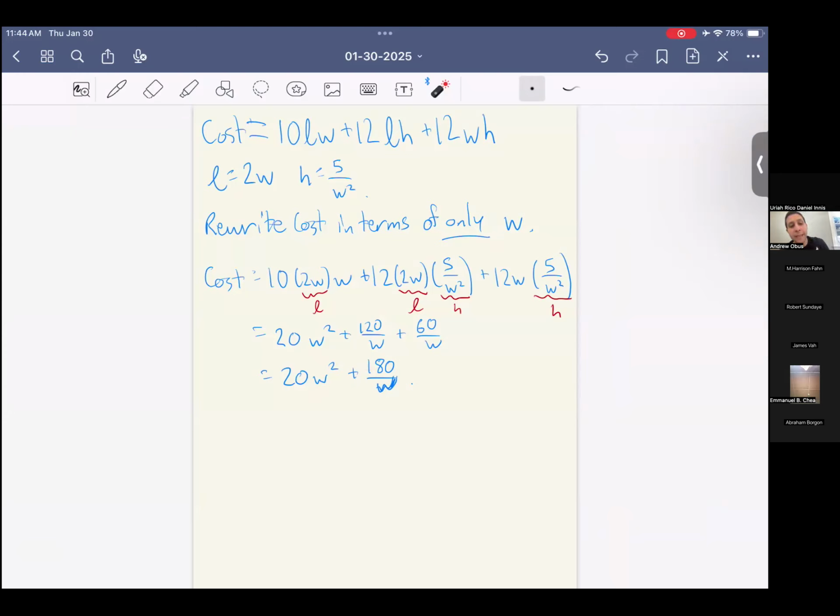Okay. So, but now we finally have cost equals 20W squared plus 180 over W. So to minimize this, now we can take the derivative and find the critical points, and that's where we're going to have possibilities of minimum. Okay, so now take the derivative.